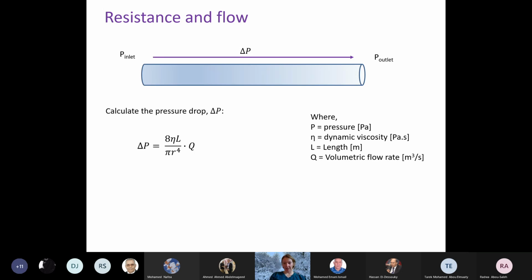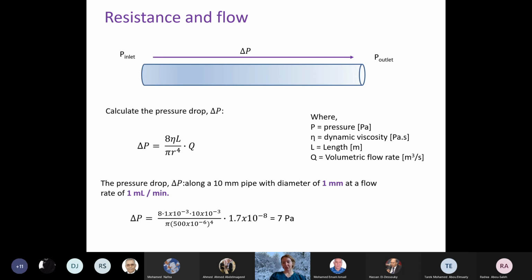So for a typical, if we're talking about on the macro scale, a 10 millimeter pipe with a diameter of 1 millimeter and a flow rate of 1 milliliter per minute, so quite large compared to what we're interested in with microfluidics, you'd have a pressure drop to sustain that volumetric flow rate of about 7 pascals across that device.